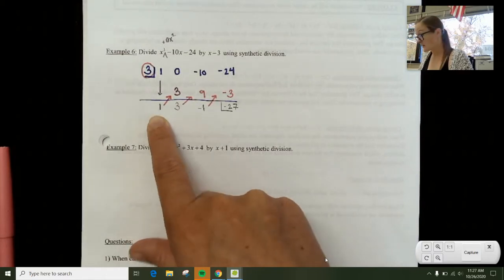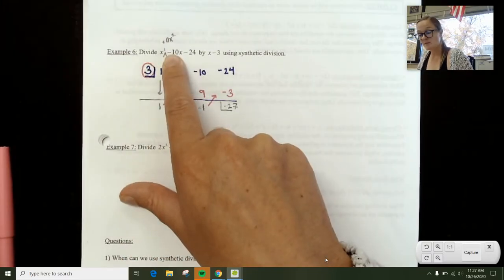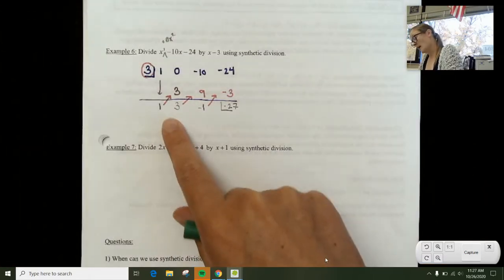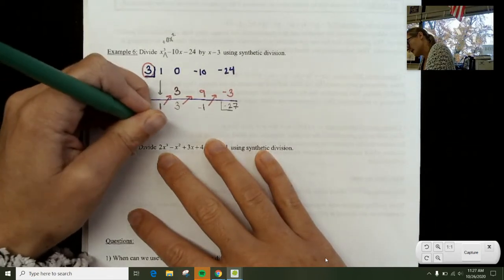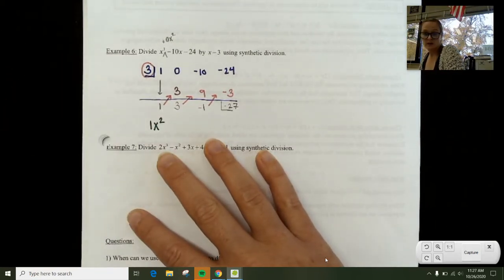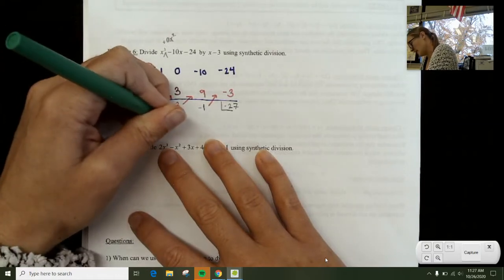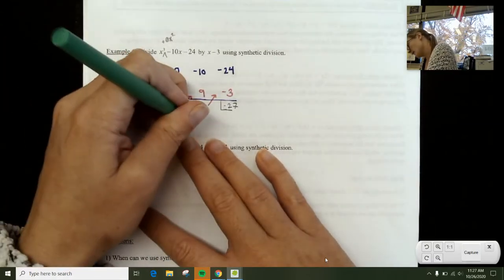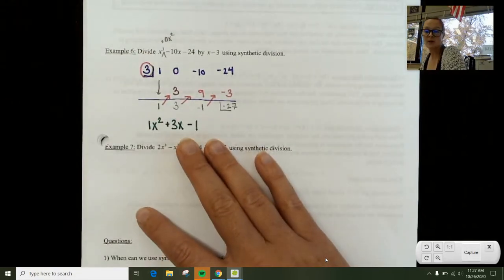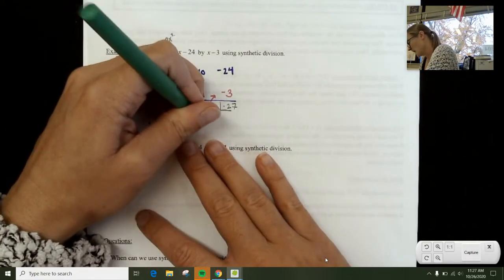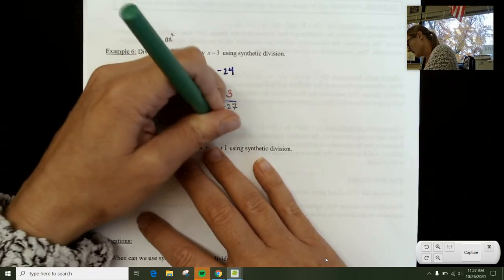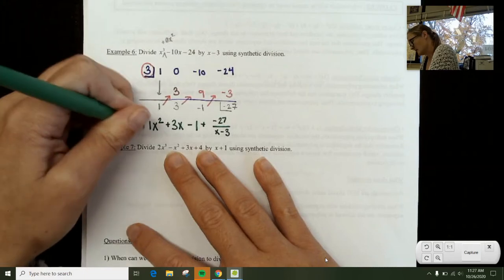So this problem started with x cubed, which means my final answer is going to be 1 down from that, so it's going to be x squared. So this 1 is the coefficient of x squared. And then I've got plus 3x. Now my next one is the constant, so minus 1. And then I've got my remainder of plus -27 over x minus 3, because that was my divisor.